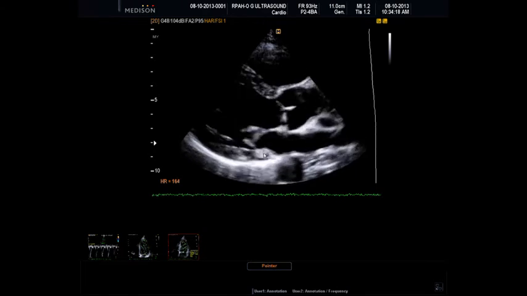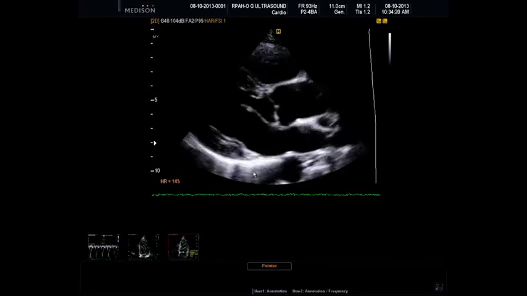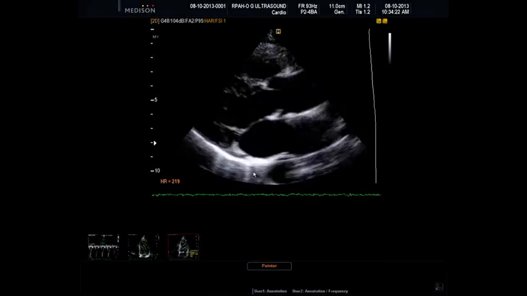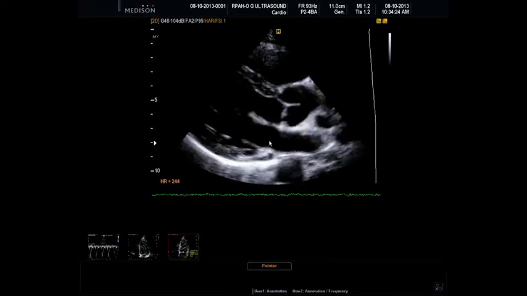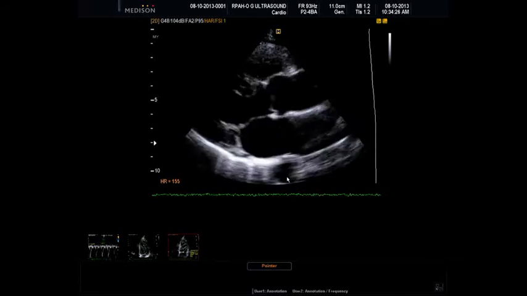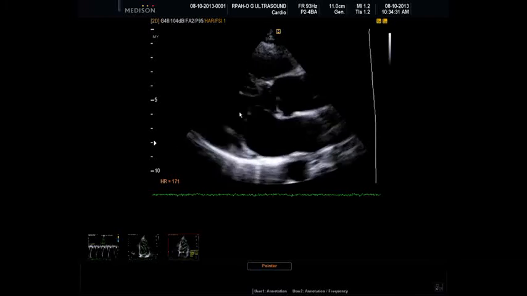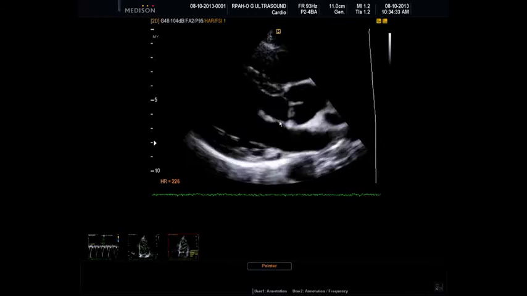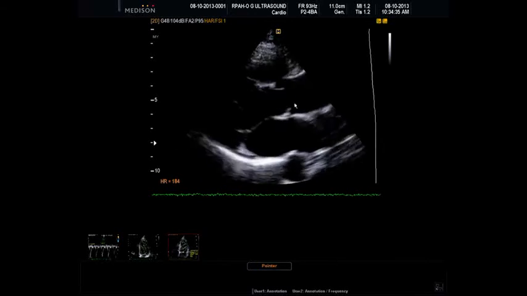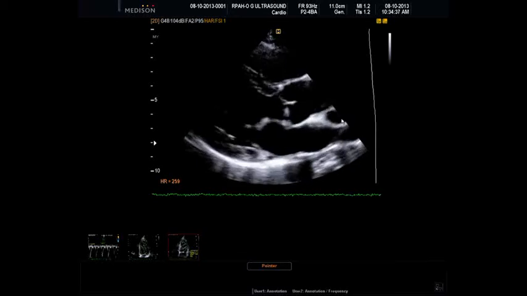Good morning. This is a parasternal long axis view of the heart. So you can see the left atrium here, the descending aorta behind the left atrium. You've got the mitral valve opening here. This is the left ventricle. You've got the aortic valve here and the aortic root coming out here.